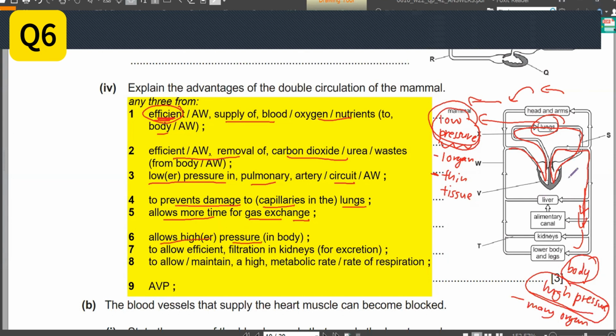For the other part here, we have higher pressure. It's more efficient, for example for filtration in the kidney, and it can maintain a high metabolic rate of respiration. Basically, with high pressure, the body parts can get the oxygen and nutrients faster, so the respiration metabolic rate will be increasing. So these are the main advantages of the double circulation.